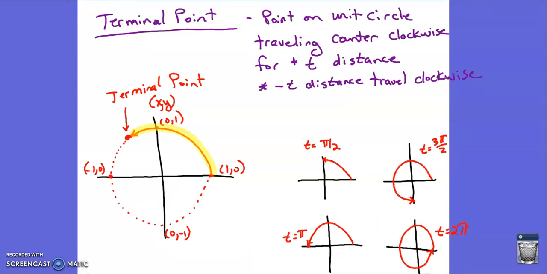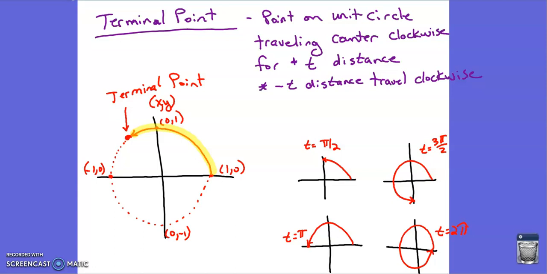So let's talk about terminal points. Terminal points are points on the unit circle. So keep in mind the unit circle, everything we're talking about is on the unit circle. It's traveling counterclockwise for positive t distance. And of course, we could also do negative t distance, traveling clockwise.